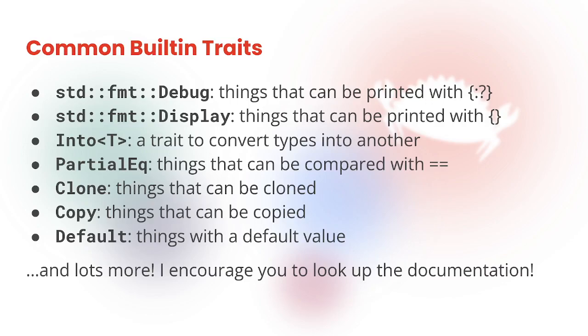Because it's this philosophy of accept the broadest things while providing the most. So you should be very strict on what your own types implement and implement as much as possible, but you should require the types you take in to implement as little as possible. And then Clone are things that can be cloned, Copy are things that can be copied, and Default are things that have a default value. And then there's a lot more traits that you can look up.